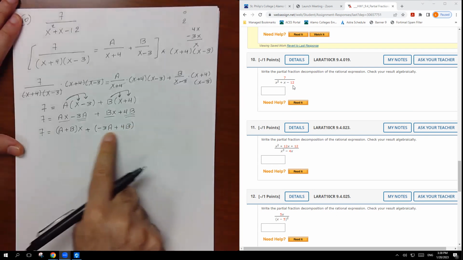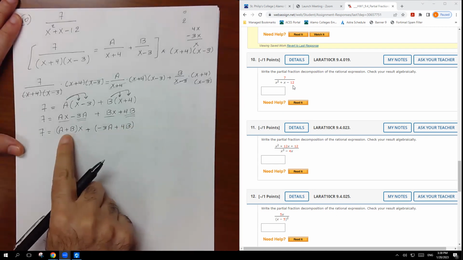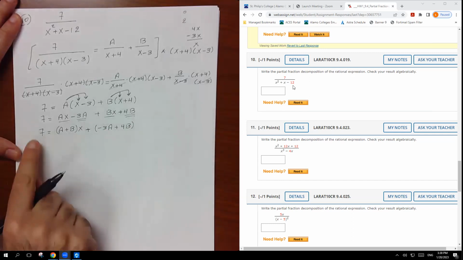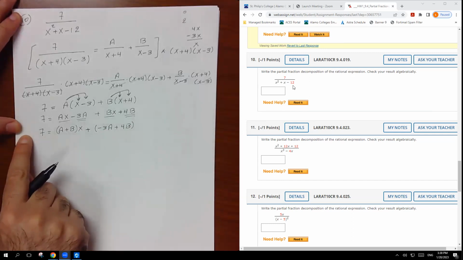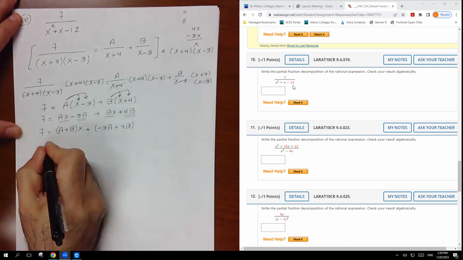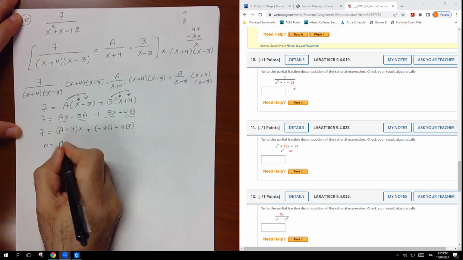This one is a number, a constant. This one, a number with the X. So we have an equal sign. Do you have a number with X here? No, that means this one equals 0. So the first equation is going to be 0 equals A plus B.